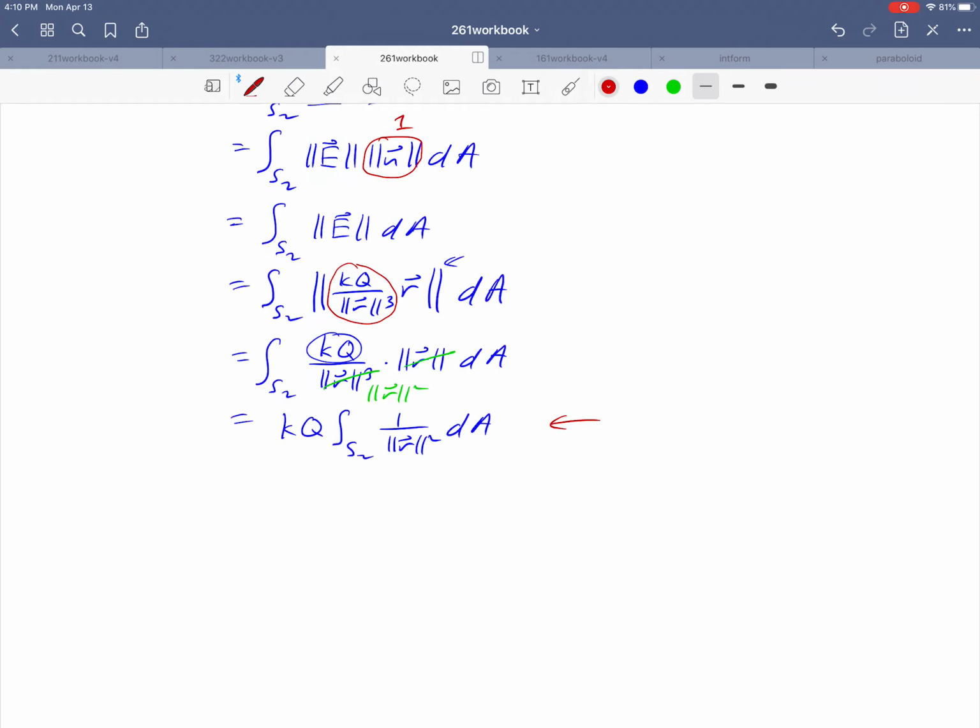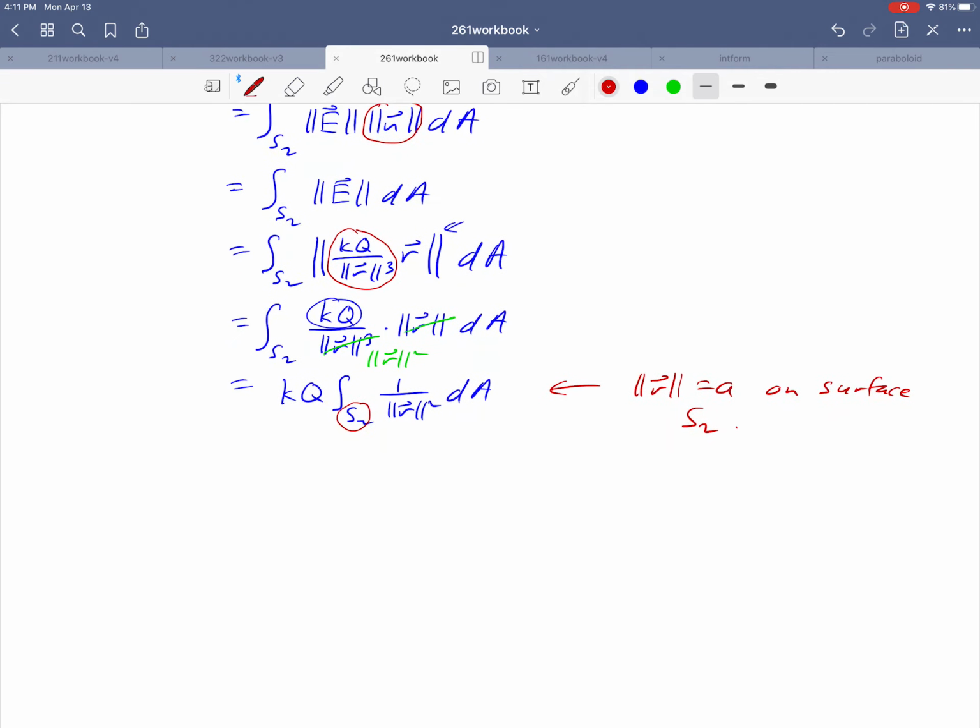But r is just a displacement vector that takes us from the origin to our surface, and remember that S2 is a perfect sphere of radius a, which means that the length of r equals a on the surface S2. That's just the radius of our sphere. So we can go a step farther and rewrite this as kq times 1 over a squared dA.